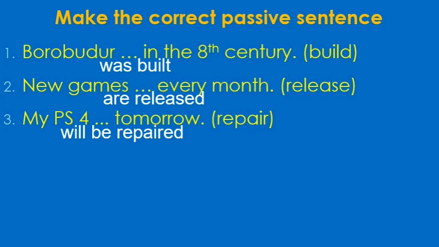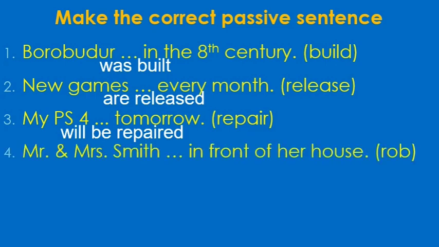Repair, repaired, repaired. Number 4, Mr. and Mrs. Smith blah blah blah in front of the house. There is no time sequence here, but from the context, this is easily understood that it happened in the past. When someone is robbed, usually it happened in the past. It doesn't happen every day, right? And we have no idea if it happens in the future. So the only possibility is in the past. Mr. and Mrs. Smith, 2 persons, plural. So were robbed, WB.